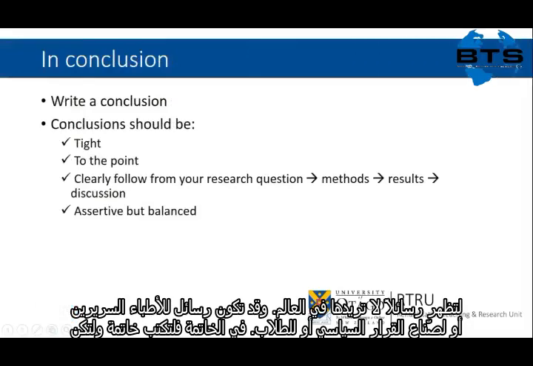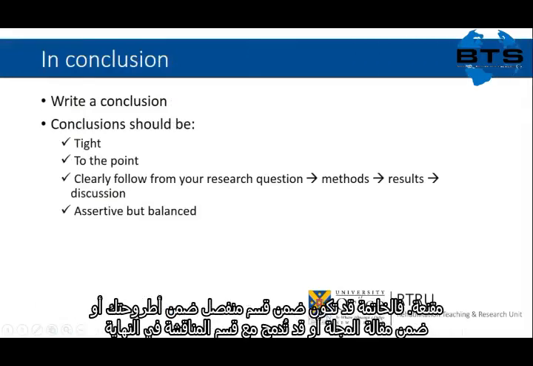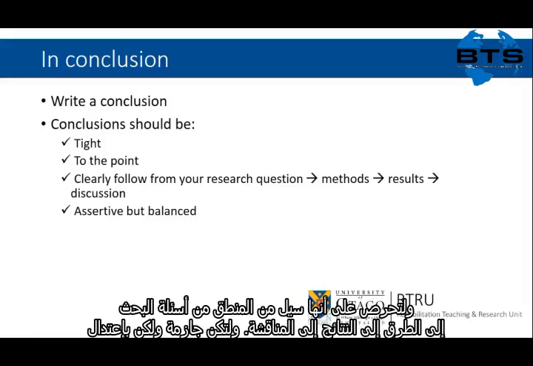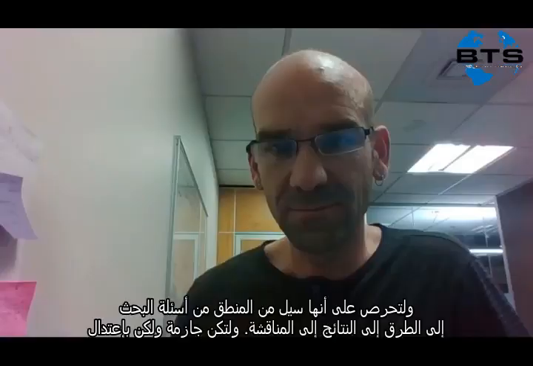In conclusion, you want to write a conclusion and be conclusive. The conclusion might be a separate section in your thesis or in your journal article, or it might be integrated in your discussion at the end. But regardless, conclusions should be tight and to the point. They should follow clearly from your research question. Don't introduce any new citations in your conclusion statements. But make sure that there's a nice flow of logic from your research question to your methods, to your results, to your discussion, to the things you pull out in your conclusion. Be assertive in your conclusions, but be balanced.